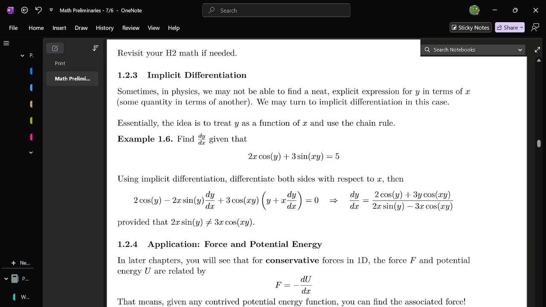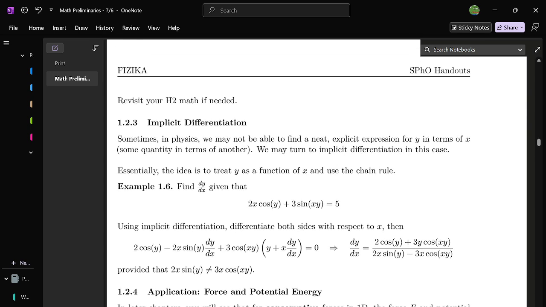Now we have another thing here called implicit differentiation. This is quite common because in physics we might not be able to find a neat explicit expression for y in terms of x. So sometimes you might be left with expressions like that. After you grind through all the math, all the equations, you're left with something like that. Now, if you ask me, it's extremely difficult to express y in terms of x or x in terms of y because it's just not elegant and it'll be really messy to do so.